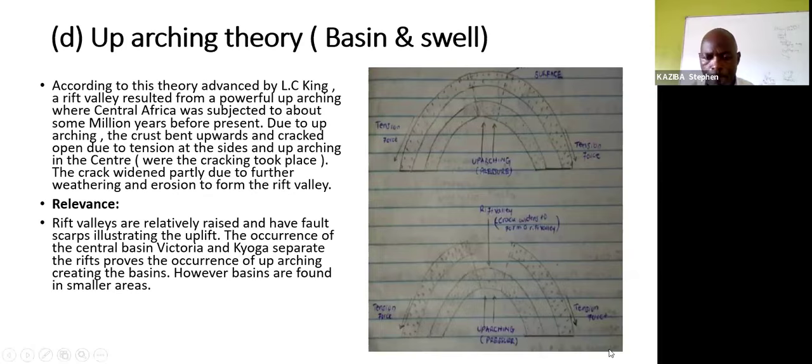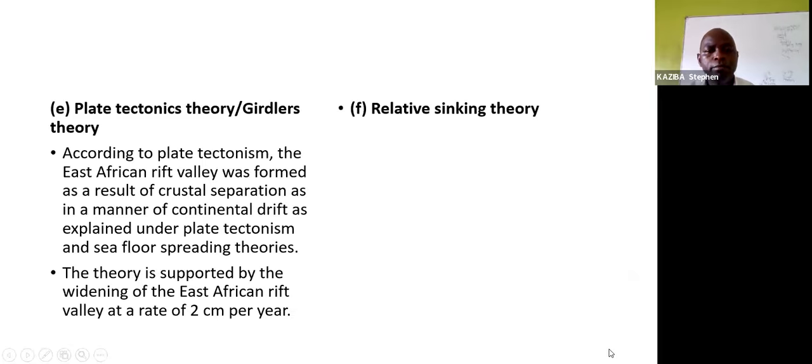Then plate tectonism. Of course, you know very well seafloor spreading: as the material gets out of the mid-ocean ridge, it pushes the continents away, widening and forming a Rift Valley. And this theory is supported by the widening of the East African Rift Valley at a rate of 2 centimeters per year.